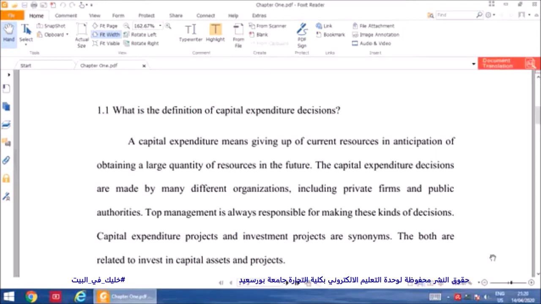Capital expenditure decisions are made by many different organizations, including private firms and public authorities. Top management is always responsible for making these kinds of decisions. Capital expenditure projects and investment projects are synonyms; both relate to investing in capital assets and projects.